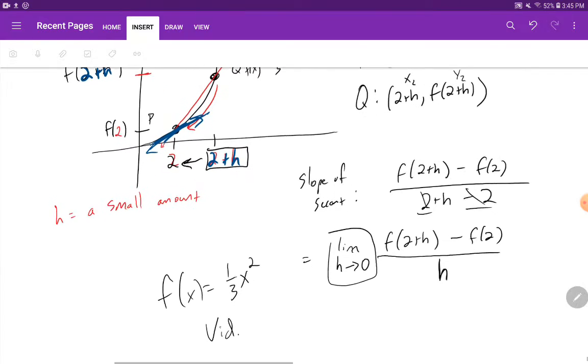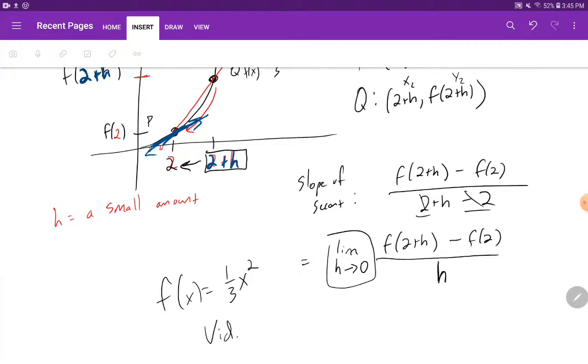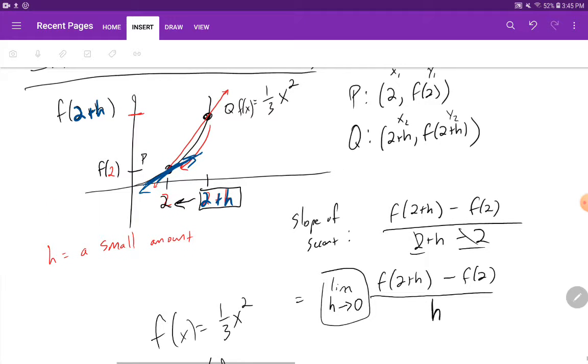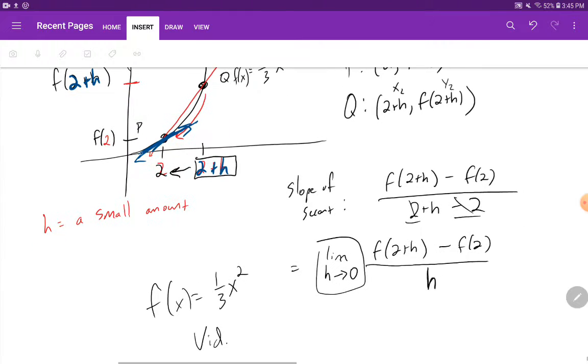All right, I promised I would post a video on how to do a problem like this, turning the secant line into a tangent line using this formula from class.